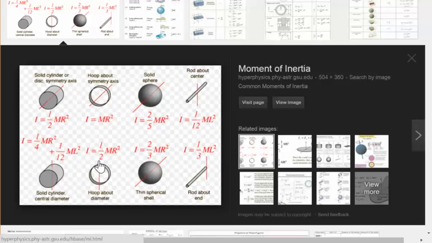So all of these fancy equations will be provided. Don't fret about remembering all these. All right.